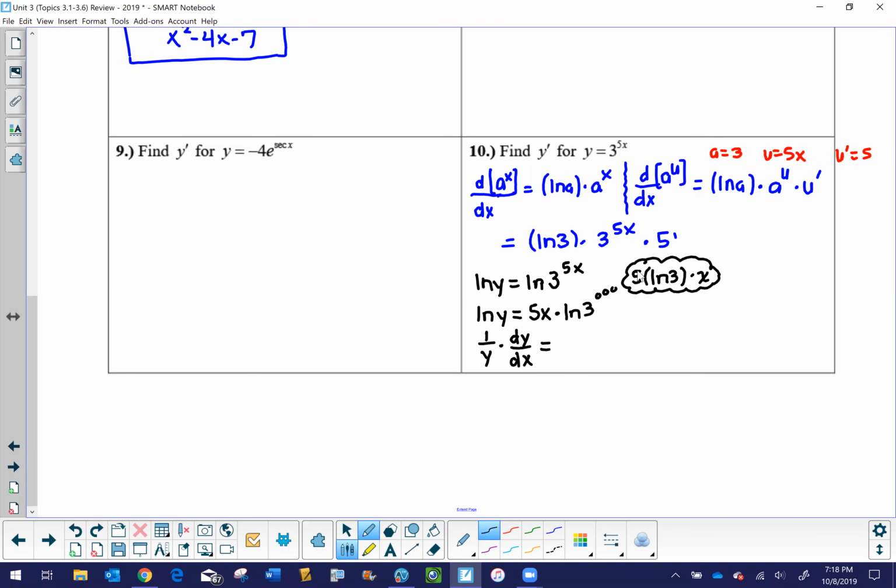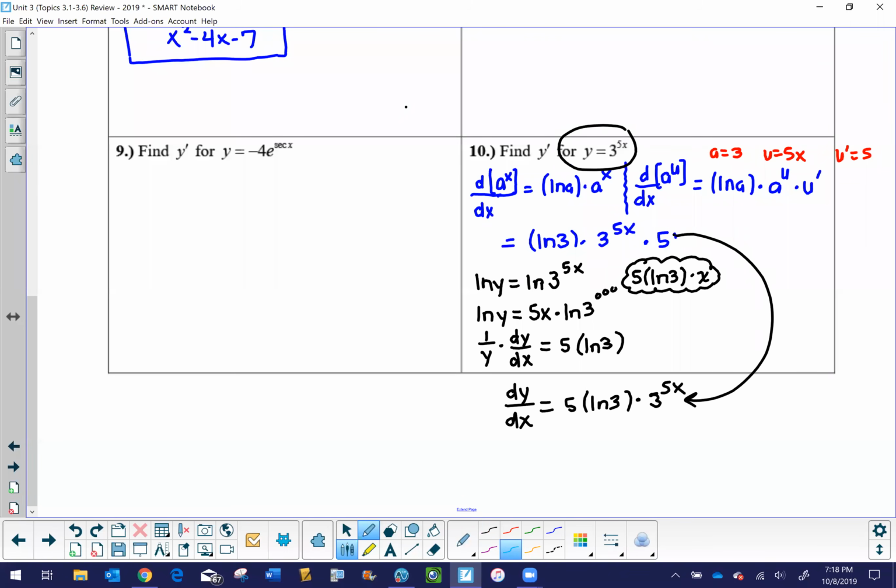Over on this side, if we take the derivative, we have some constant times x, so its derivative is that constant. And now in one final step to get dy dx alone, you would multiply the y over to the other side. Does anybody remember what y is? It's the original problem, right? So you just put the 3 to the 5x right here, and you can see that these answers are indeed the same, just arrived at by two fairly different means.